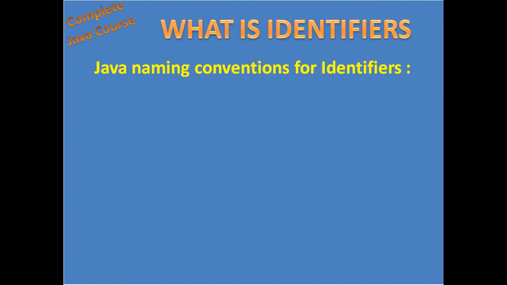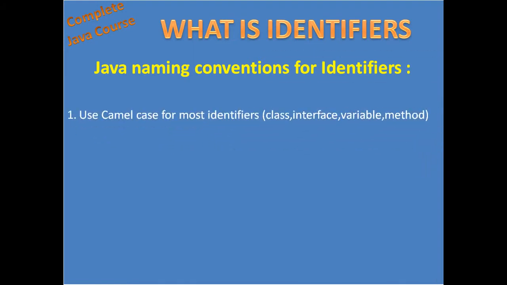So now we will discuss the Java naming convention for identifiers. It means how you can define a name for the identifiers. So number one, use camel case for most identifiers: class, interface, variable, and method.